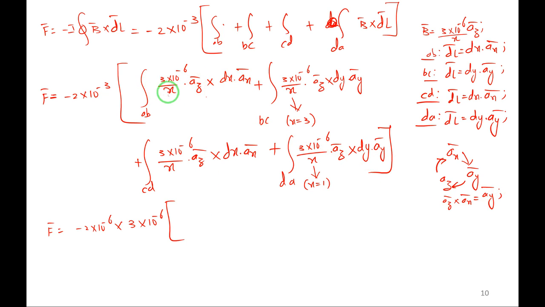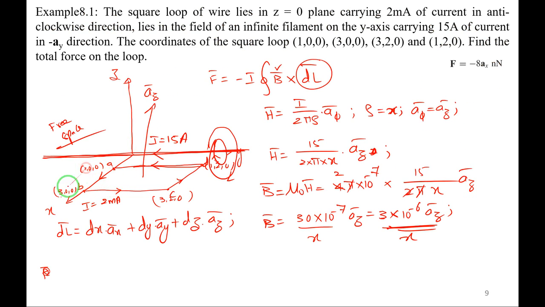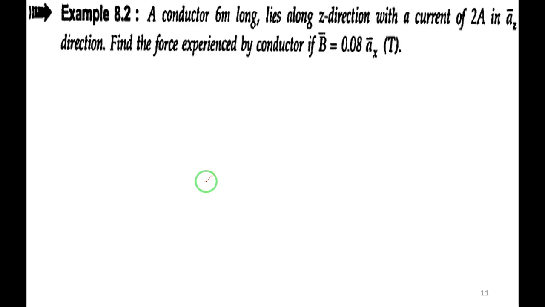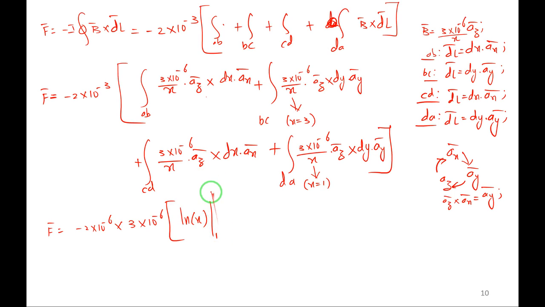So then the integration of 1 by x. This is already taken out. Integration of 1 by x is ln x. X is varying from where to where? Observe along path AB, x is varying from 1 to 3. So az cross ax is ay. Write it. I hope you are getting. Then next, AB is over.